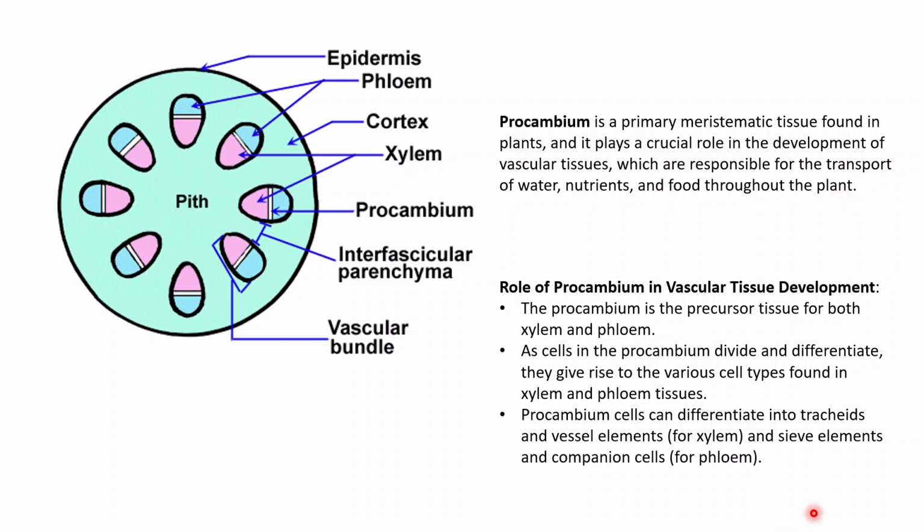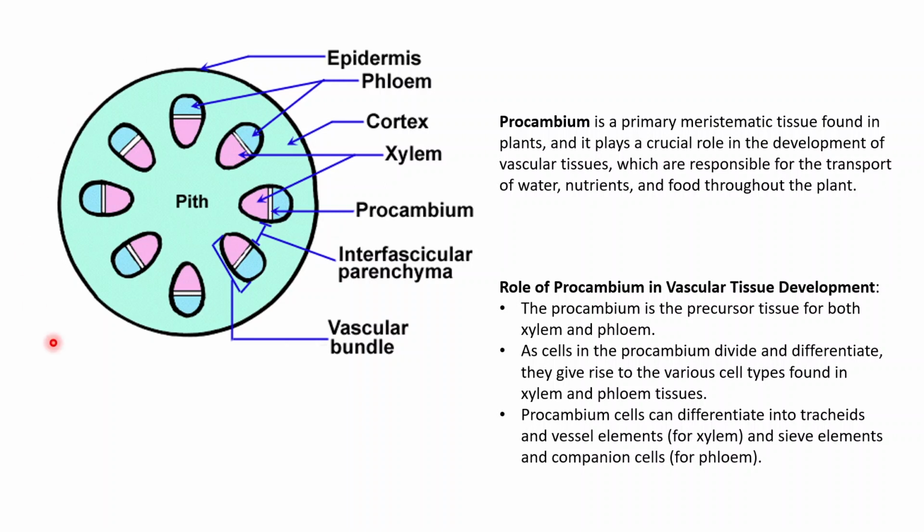Role of procambium in vascular tissue development: it is a precursor tissue for both xylem and phloem. Procambium cells can differentiate into tracheids and vessel elements to form the xylem, and sieve elements and companion cells for the phloem. So these are special differentiated cells that form the specific tubes of xylem and phloem. For food transport, we have phloem, where we have sieve elements and companion cells. Food, I mean here, is starch, and tracheids and vessel elements are for water transport, columnar water transport by xylem.